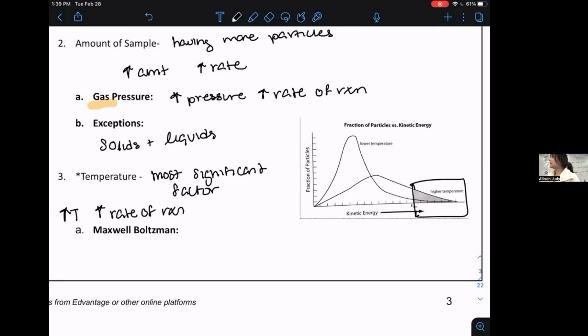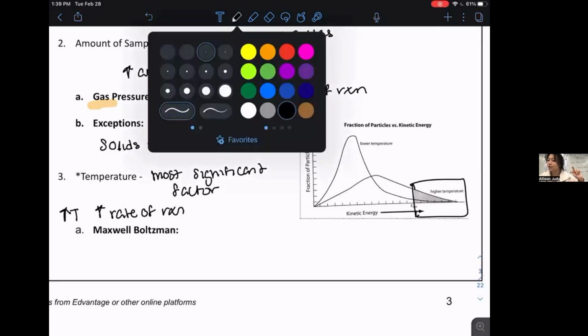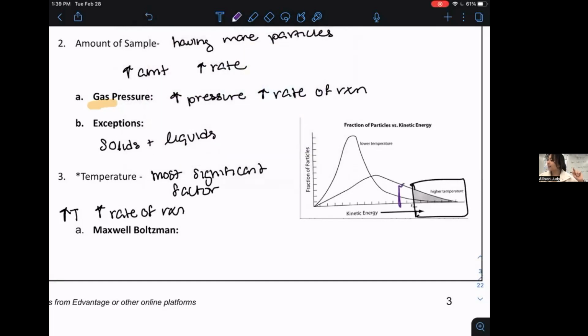So by affecting temperature, you basically increase the percentage of your particles to maybe include up to here now. Now you have this many more particles that can get to that energy necessary to actually collide with an effective result. All right.